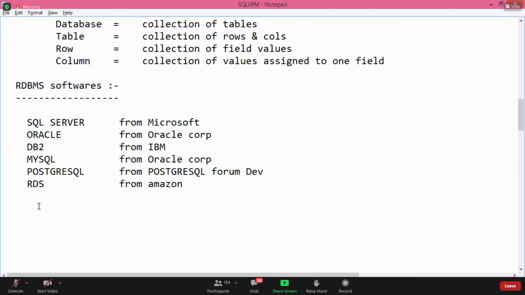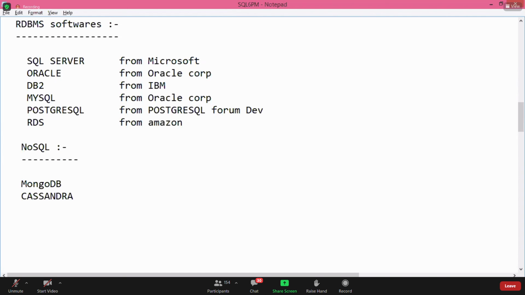But there is one more, which is NoSQL. What is NoSQL? This is MongoDB, Cassandra. These two come under NoSQL databases.